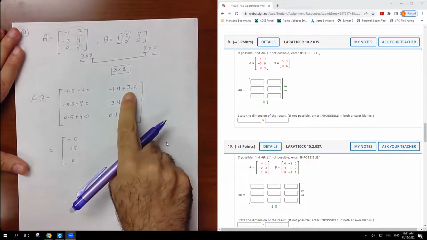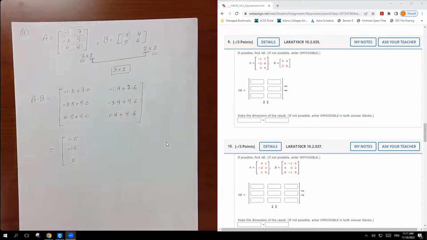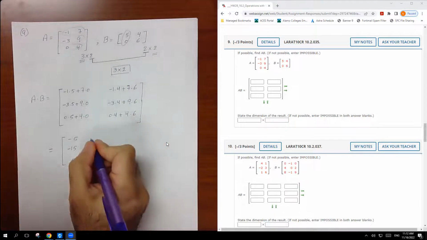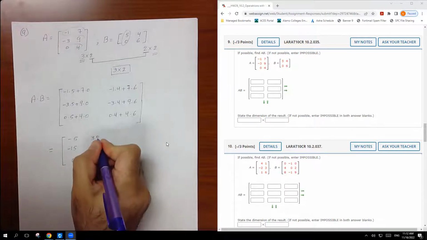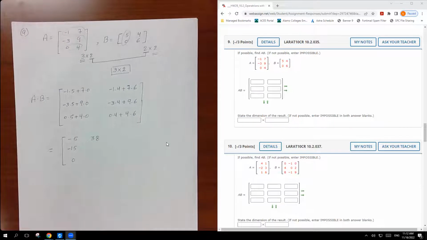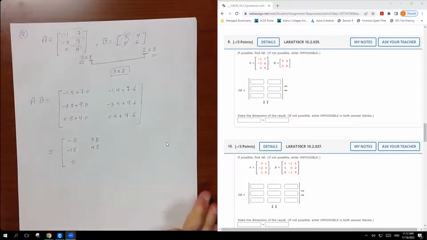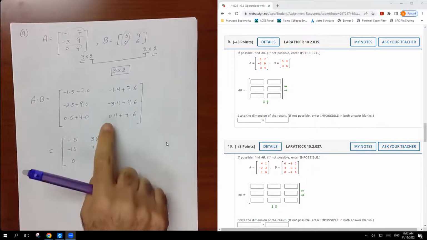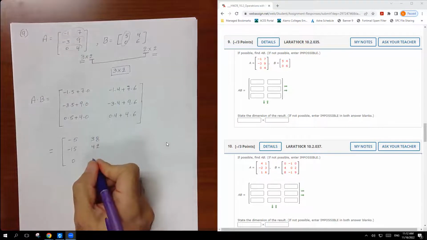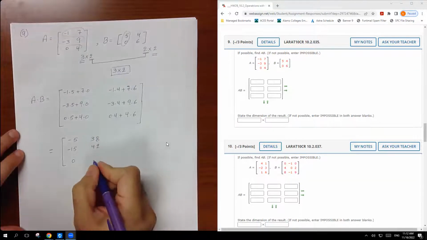Let's check here. 7 times 6 is 42. That means 42 minus 4 is going to be 38. So here's going to be 38. The second one is going to be 9 times 6 minus 12. It's going to be 42. So here is going to be 42, the second number here. This is 0, and here is going to be 4 times 6, which is 24. So here, 24.